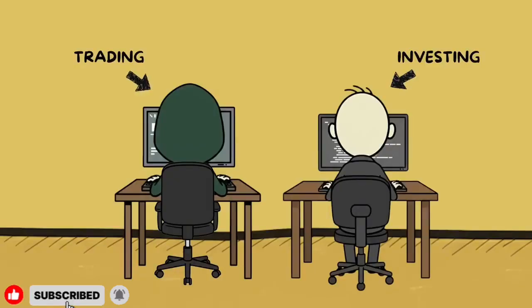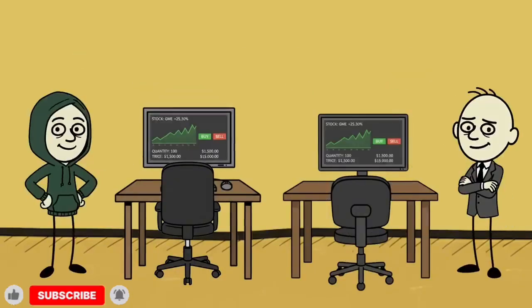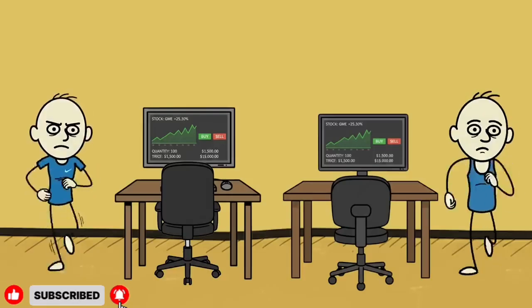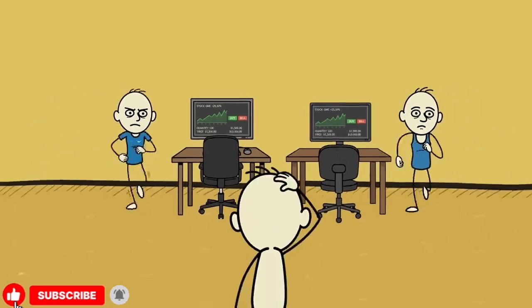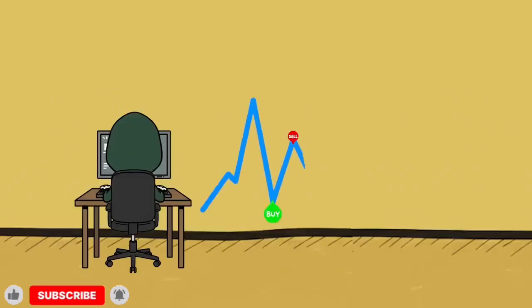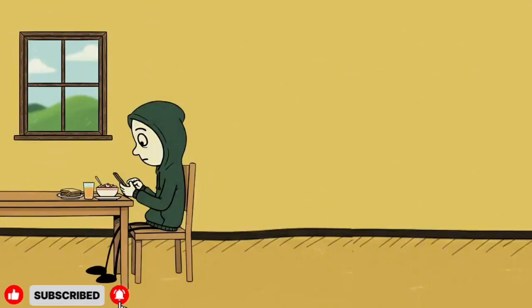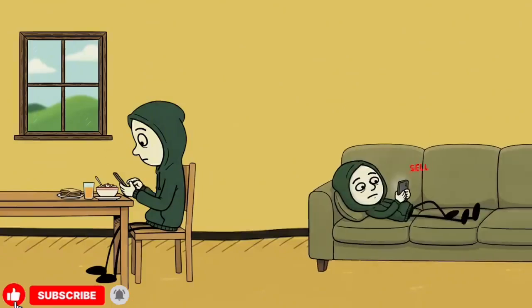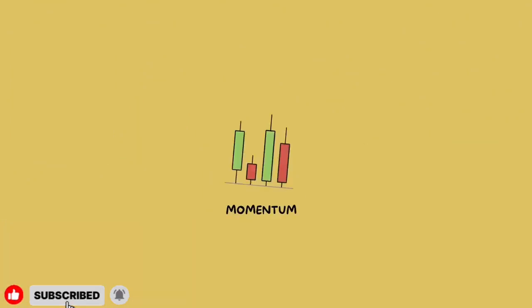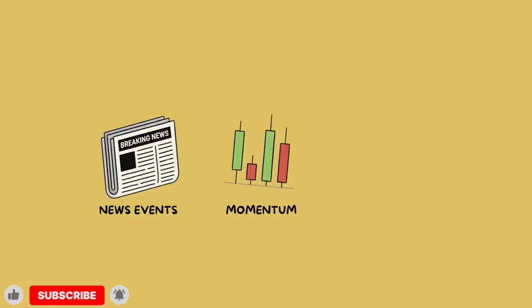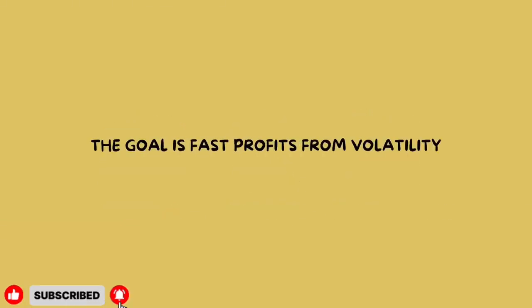Difference between trading and investing. Trading and investing both involve buying stocks, but the goals and timelines are completely different. One is a sprint, the other a marathon. Understanding the difference changes everything about how you approach the market. Trading means buying and selling quickly to profit from short-term price movements. A trader might buy a stock in the morning and sell it by afternoon, or hold it for a few days or weeks. They're betting on momentum, news events, or technical patterns. The goal is fast profits from volatility.